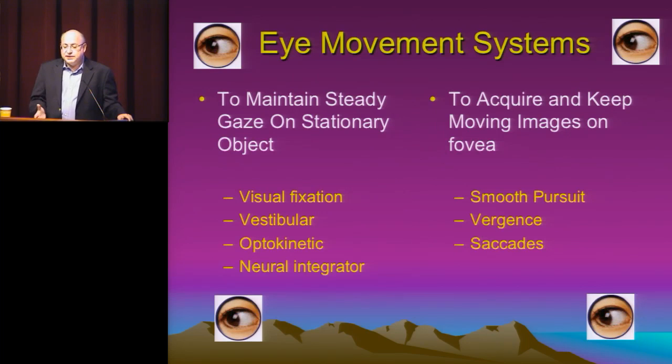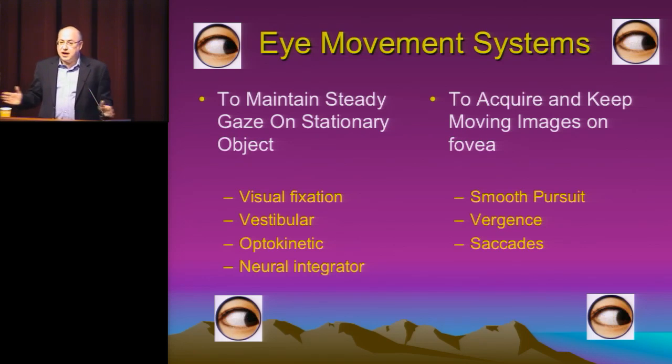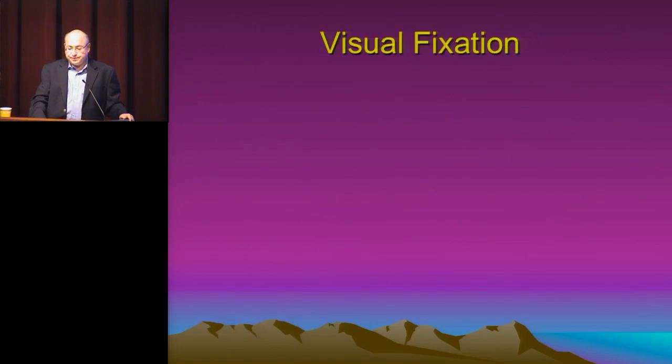So what eye movement systems do we have? We have those that maintain steady gaze on an object that's not moving. And that includes fixation, the vestibular reflex, the optokinetic, and the neural integrator. And then we have systems to acquire and keep moving images on the fovea, which include smooth pursuit, vergence eye movements, that's convergence and divergence, and rapid eye movements, saccades.